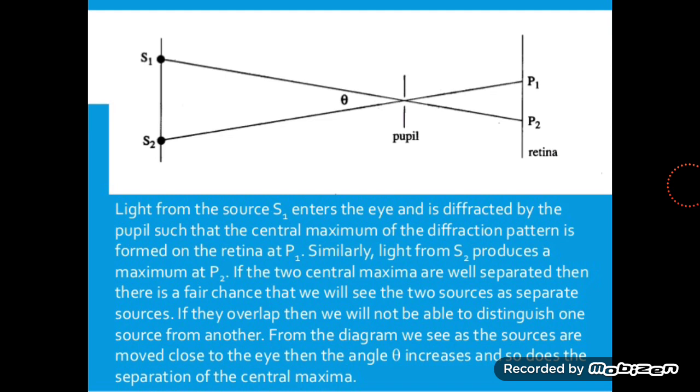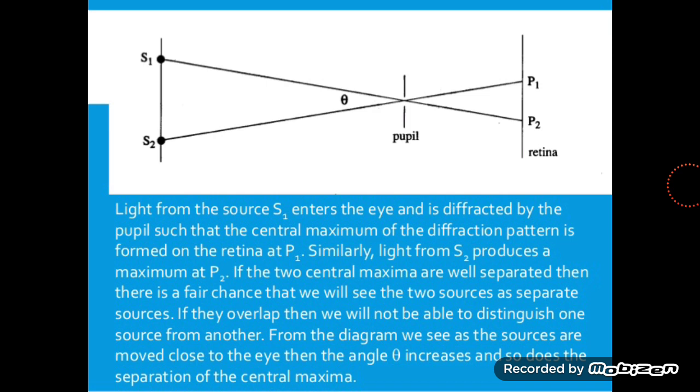This is the diagram in which two sources S1 and S2 are represented here. When the light from the source S1 enters the eye, it is refracted by the pupil such that the central maxima of the diffraction pattern is formed on the retina at P1. Similarly, light from S2 produces a maximum at P2.